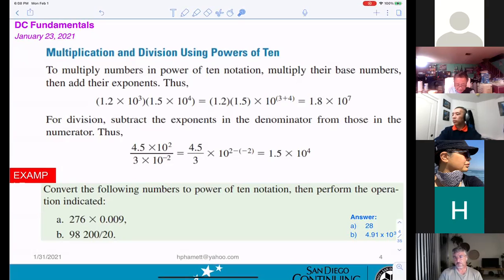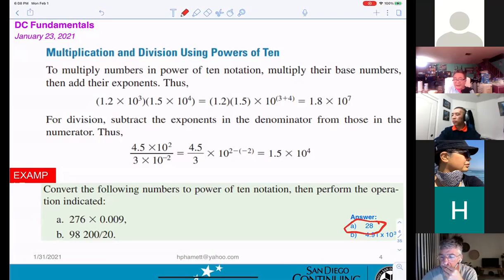Okay, now you can do the next one for me. Example: convert the following numbers to power of 10 notation, then perform the operation indicated. How can we do it? You guys can do it. I can give you the answer right here.